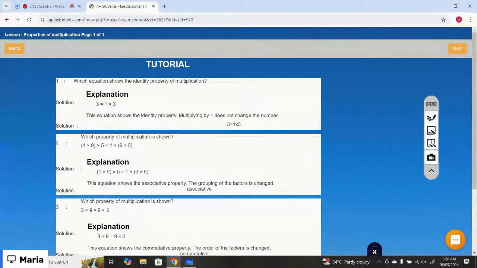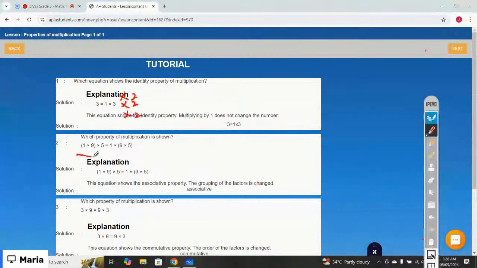Okay, just look at the second example. Which property of multiplication is shown? 1 times 9 times 5 equals 1 times 9 times 5. So on both sides, the numbers are exactly the same, right? Just the order of multiplication is different. On this side, you did 1 times 9 first. Here you did 9 times 5 first.